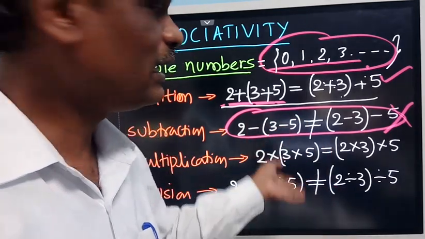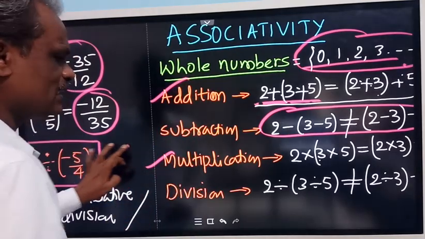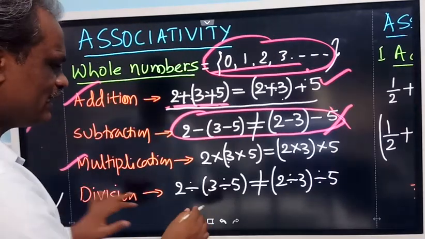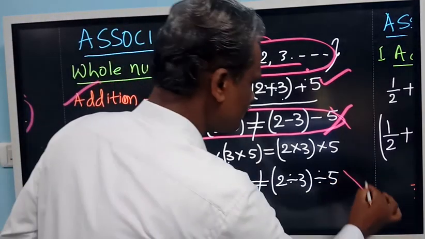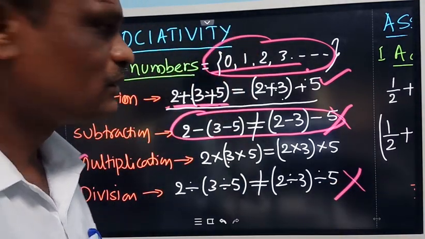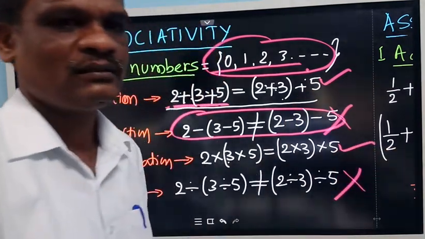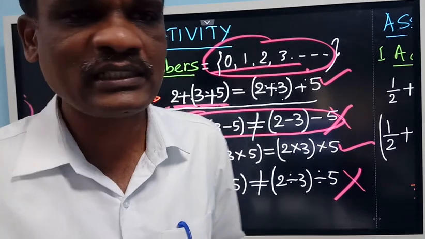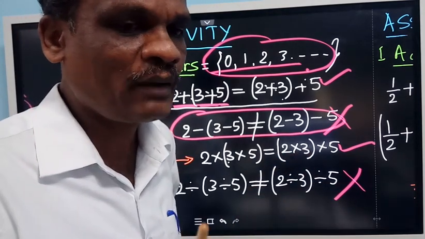And it holds good only under addition and multiplication. It is not possible even under division. Divide this by grouping them in different ways. This is not possible. So it holds good under addition, it holds good under multiplication, but not under subtraction and division. So this is only for whole numbers, class 7th topic.